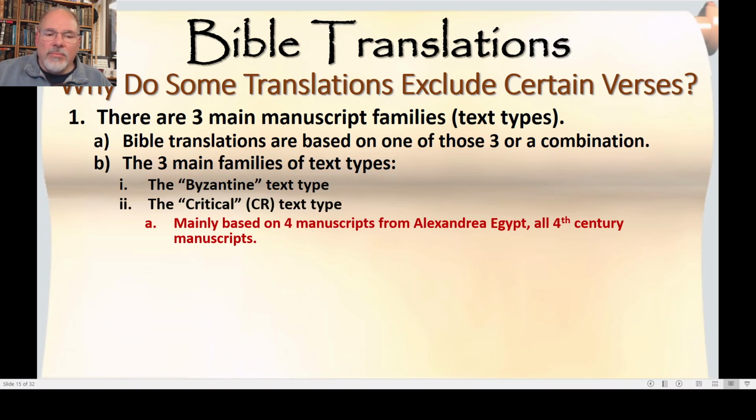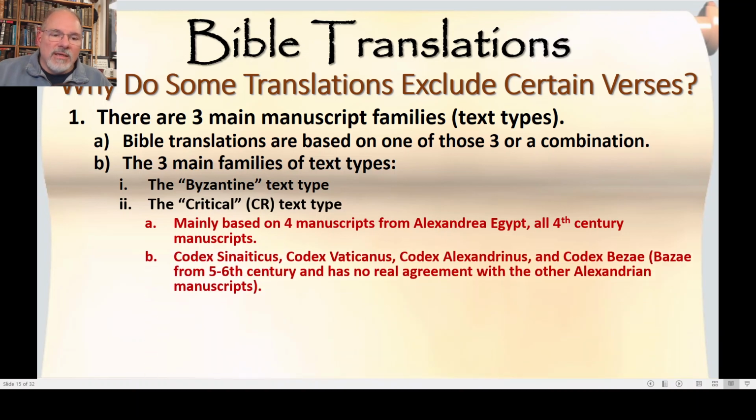Codex Alexandrinus, Sinaiticus, Vaticanus, and Beze. And they are all, for the most part, around 4th to 5th century manuscripts. Those are the list right there. Beze is really 5th to 6th century, and doesn't really have much agreement with, it's called a Western text type because it's different and they don't know how else to classify it and where they found it in the West. So it doesn't have a lot of agreement.